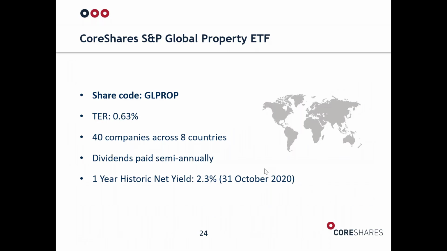So in this ETF, GLProp is the share code, TER 63 basis points. You're getting 40 companies across 8 countries. Again, the dividends are paid semi-annually, and it's got a higher yield than those other 2 equity benchmarks at 2.3%. And offshore investments always have lower yields compared to South Africa. In South Africa, we have a high prime rate and higher inflation, so all our yields tend to be higher here. But when you're looking at yields, it's good to compare them to other offshore yields.